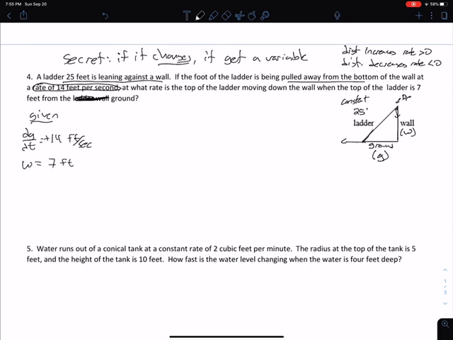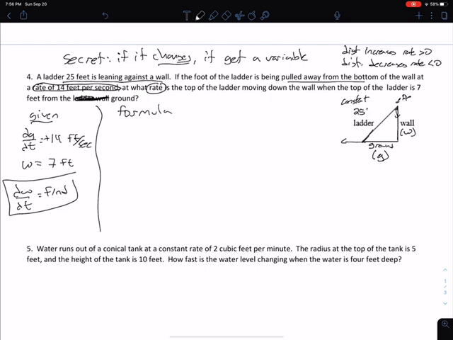And then they tell us we want to find out the rate at which the top of the ladder is moving. So we're trying to find the change in the wall length. So dW dt. That is what we are trying to find. Right there. So let's come up with a geometry equation. Remember, we're going to look at a formula. And in this case, it's not so bad. We have a right triangle.